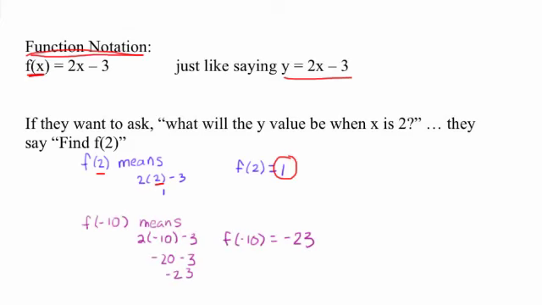Another example, let's find f of -10. That just means take -10 and put it in for x into my equation. 2 times -10 is -20. -20 minus 3 is -23. I've just replaced my x with -10. So f of -10 means put -10 in for x and find what the y value would be, -23.